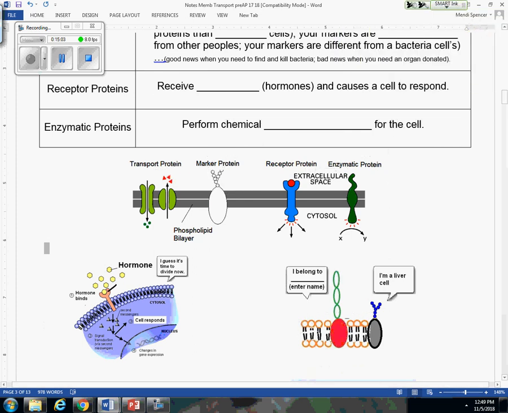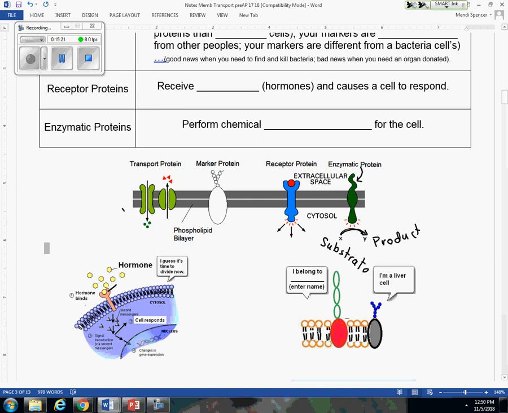Remember that enzymes can take one molecule. So X would be the substrate in this situation. And you can tell that X is being turned into Y. So Y would be the product. And that's why we would call this protein that's embedded an enzyme or an enzymatic protein.